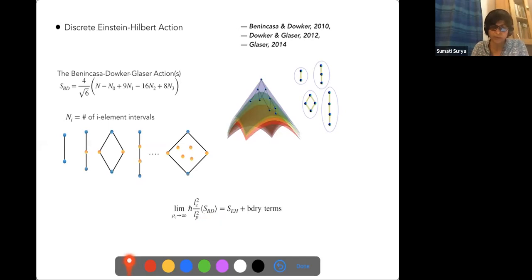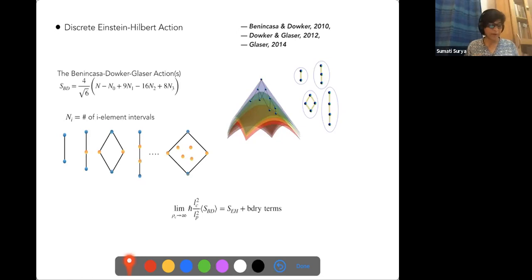Can you see my pointer? Yes. So you can see that in the limit of infinite density, you get the Einstein-Hilbert action plus some boundary terms. But what is this object? It's made up of these funny terms here, which are all obtained by counting. So give me a finite causal set, and I construct for you an action from it by counting various order theoretic objects in that causal set.